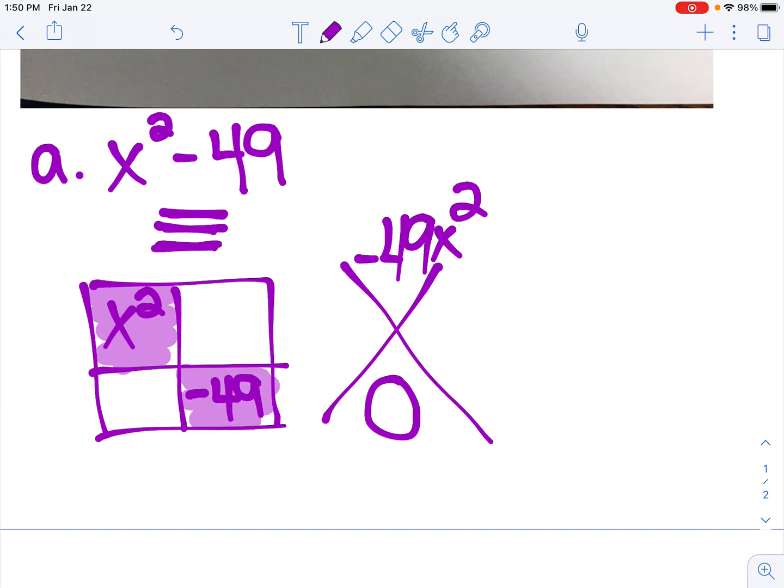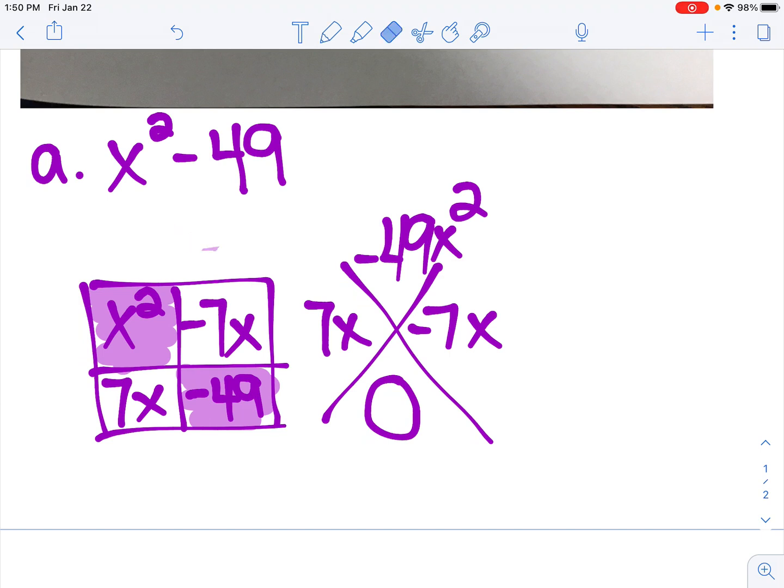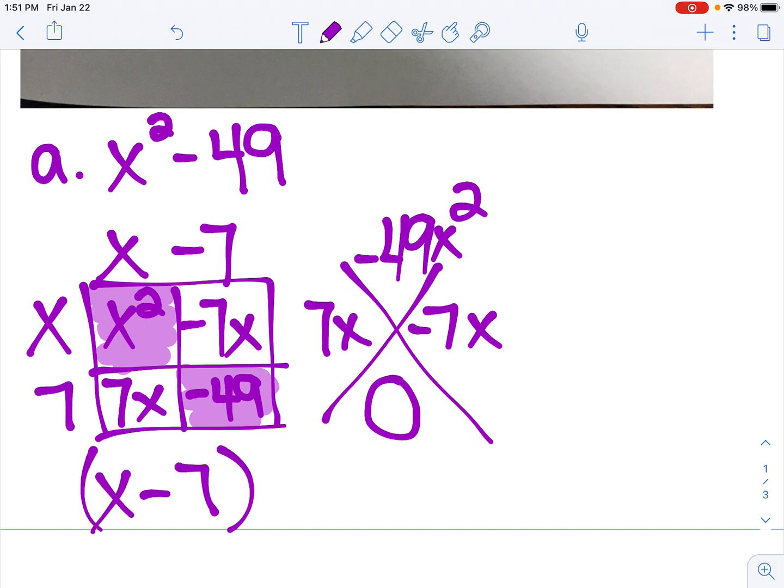So what 2 values give me 49? Well, 7x and 7x would give me positive 49x squared, and one of them is going to be negative because it's a negative value. Positive 7 and negative 7 gives me 0. So one of the values is negative 7x and the other one is 7x. So then let's take a look at what happens when we find our greatest common factors. At the very top above x squared, the greatest common factor of x squared and 7x is going to be an x. The greatest common factor of negative 7x and negative 49 is going to be negative 7. Then down the left, I'm going to have an x, and then I'm going to have a positive 7. So my 2 factors are x minus 7 and x plus 7.